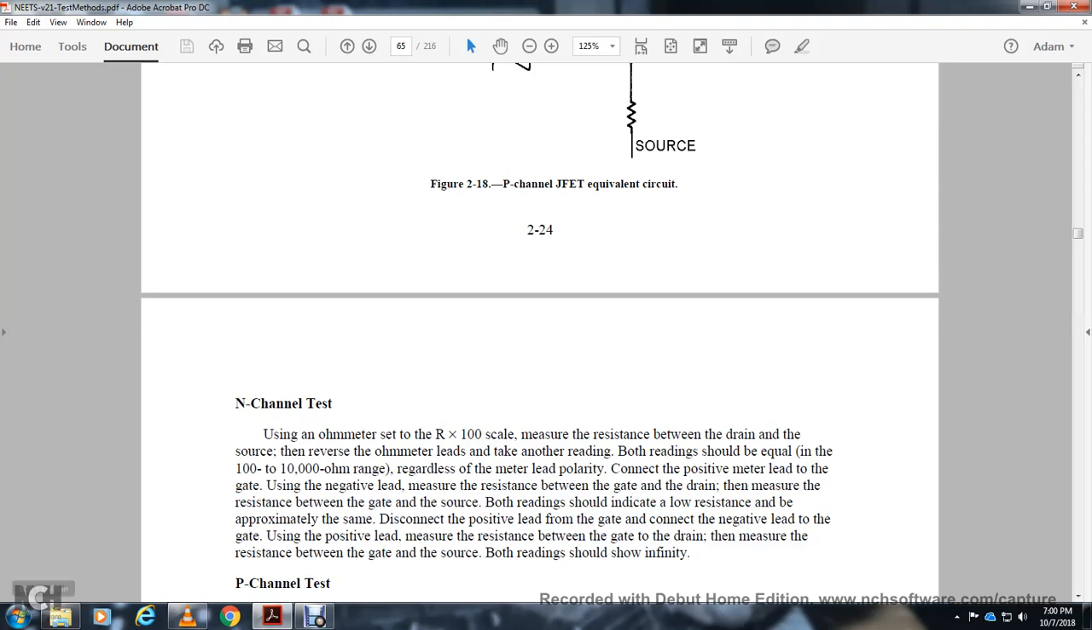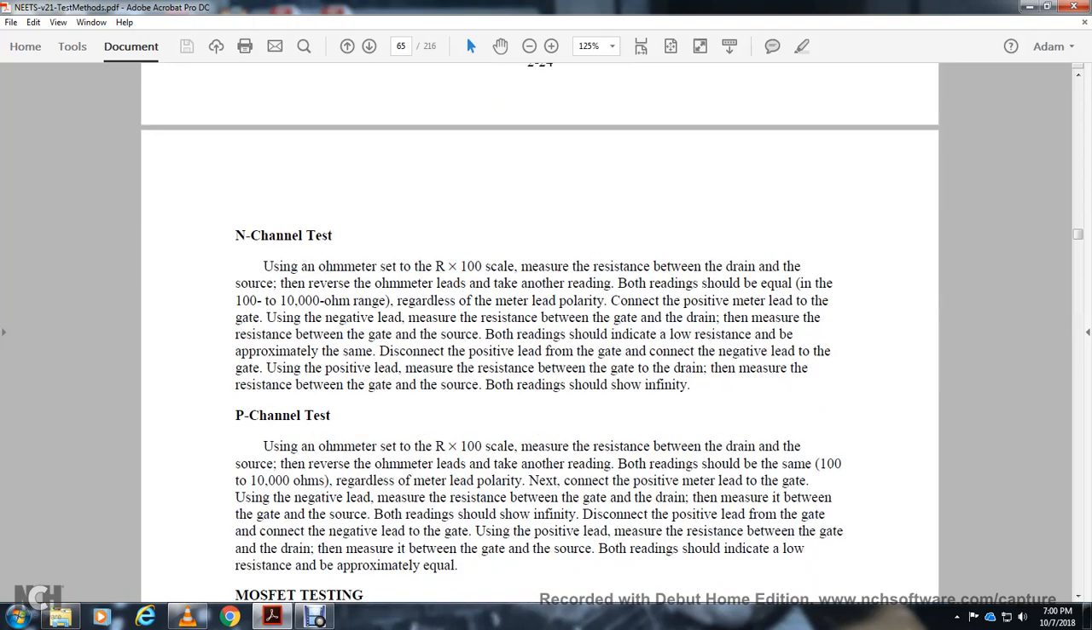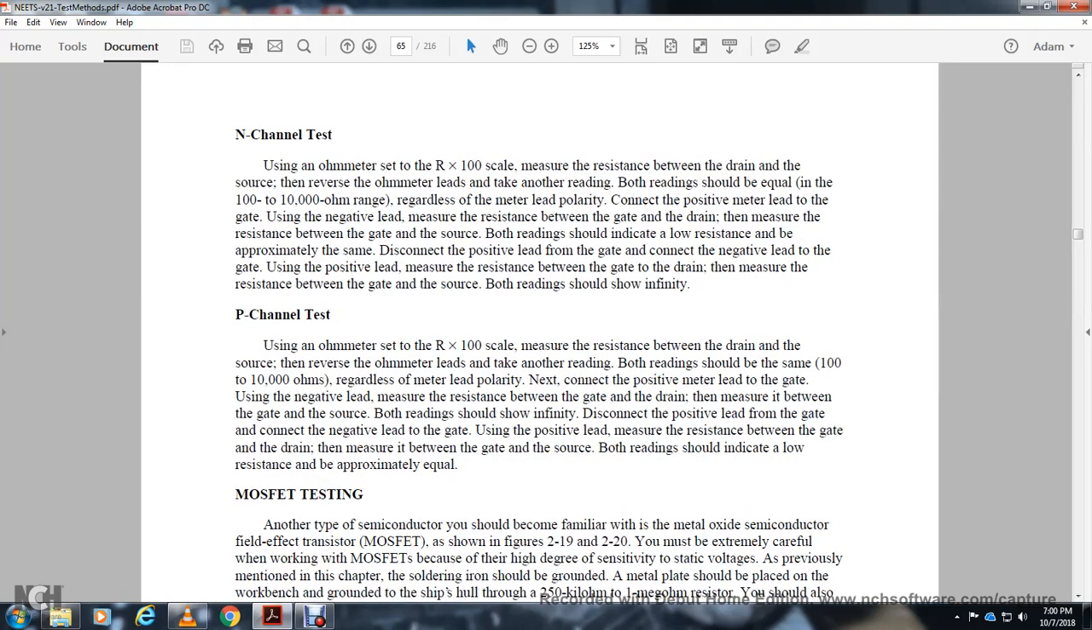Both readings should indicate low resistance, approximately the same. Disconnect the positive lead from the gate, connect the negative lead to the gate, and with the positive lead measure the resistance between the gate and the drain, and between the gate and the source. Both readings should be infinity.